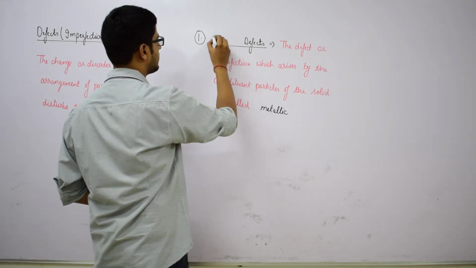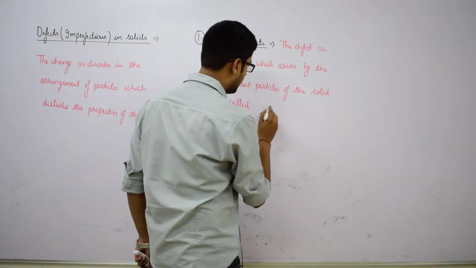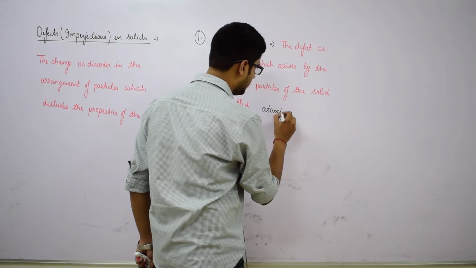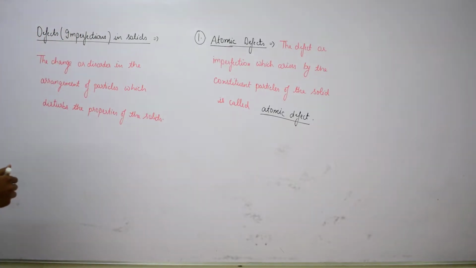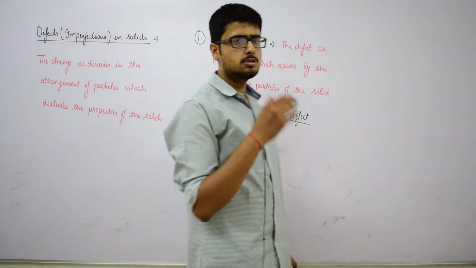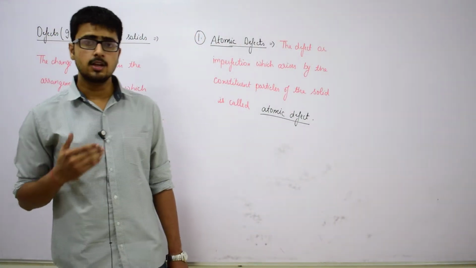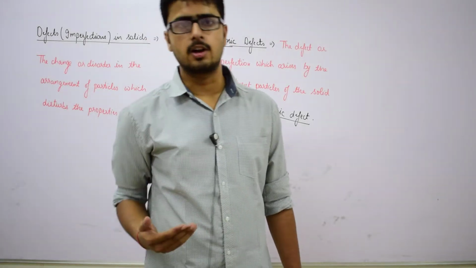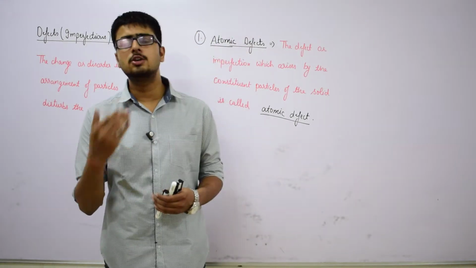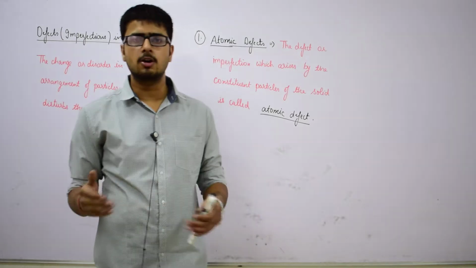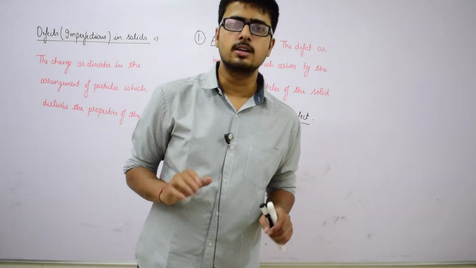First one is atomic defect, is called atomic defect. So, the first type of defect is atomic defect. So, this atomic defect means that if the defect or imperfections arises due to the constituent particles of the solid, if there is a change in constituent particles or any disturbance in the constituent particles, and due to these there is a change in the shape or arrangement of the solid. So, this is called atomic imperfection or atomic defect.